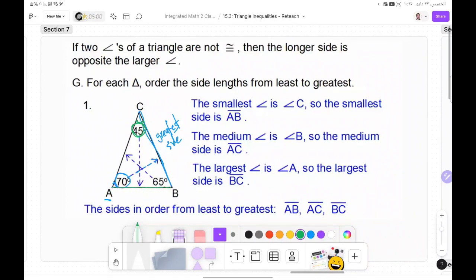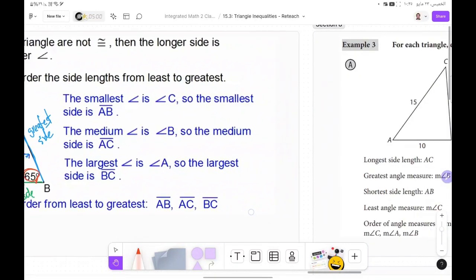So now the opposite side, which is AB here, will be the smallest, or we can say the least side. And we can say the angle B is the medium one. We can say that the side AC is the medium side, or in the medium measure.